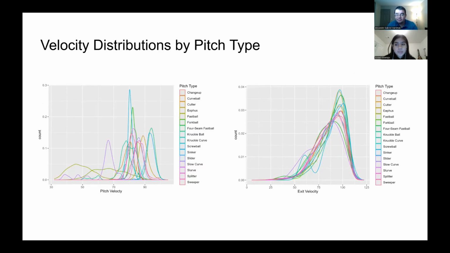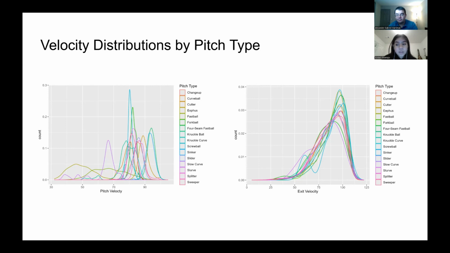Here we have the density plots that show us the velocity of the ball based on the different pitches thrown, so it could be anything ranging from the curveball, the fastball, the slider, etc. And we see here that the plots are split up by the pitch velocity and the exit velocity.